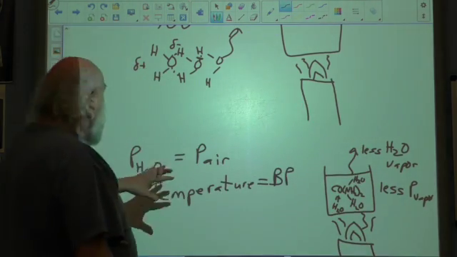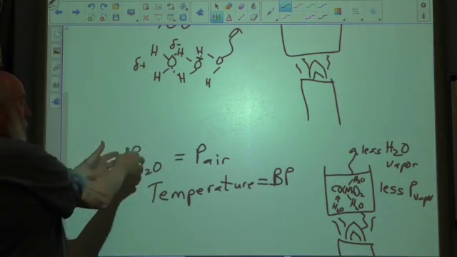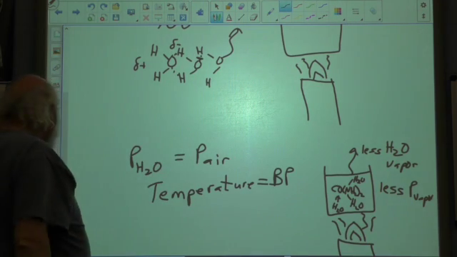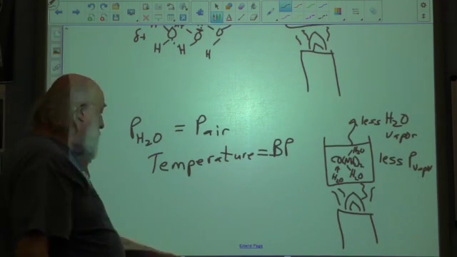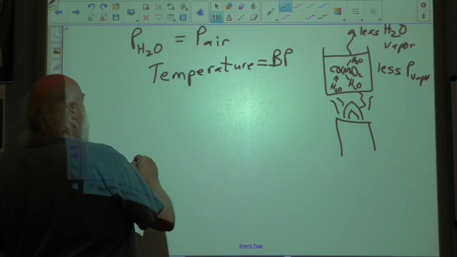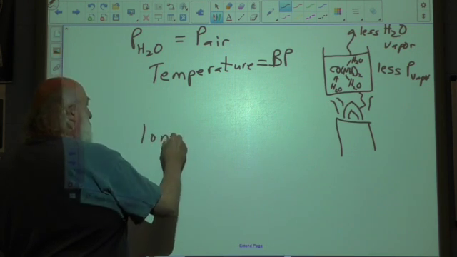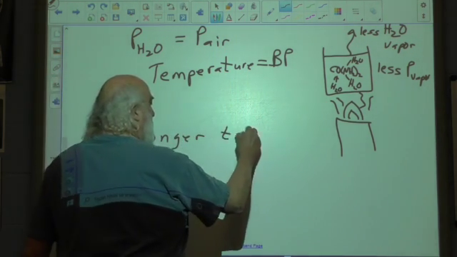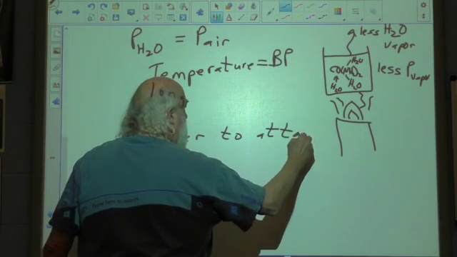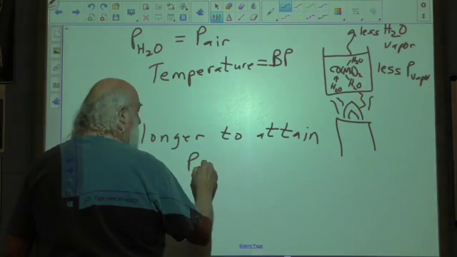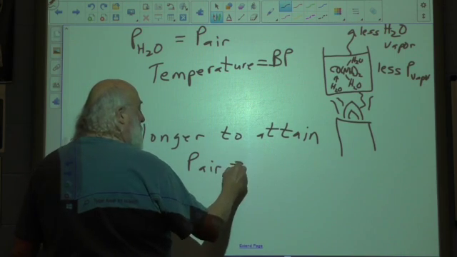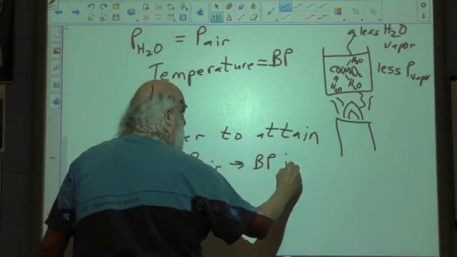Now, since the definition of boiling point is where the pressure of the water equals the pressure of the air in this particular situation, then this means that this is going to take longer to attain air pressure, which means the boiling point increases.